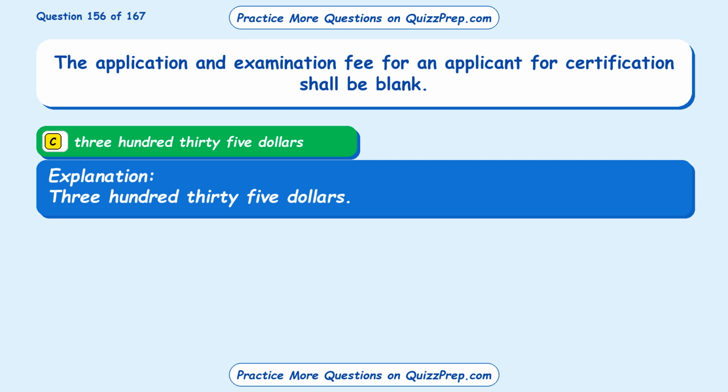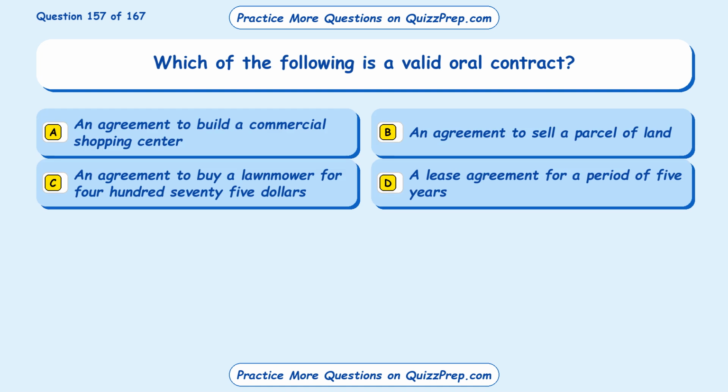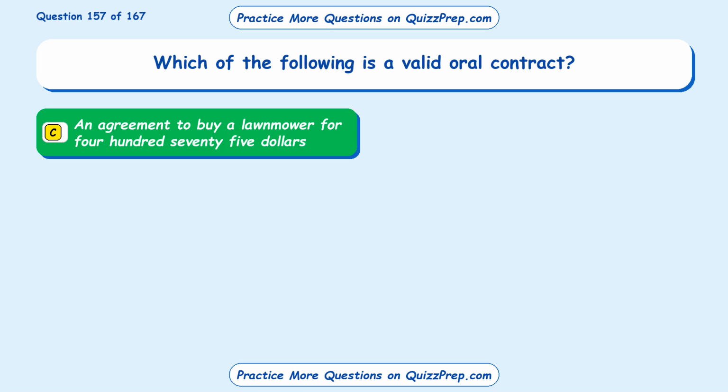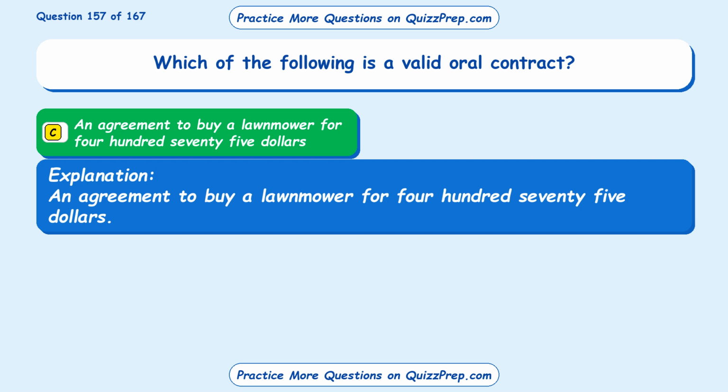Question 157. Which of the following is a valid oral contract? Option A, an agreement to build a commercial shopping center. Option B, an agreement to sell a parcel of land. Option C, an agreement to buy a lawnmower for $475. Option D, a lease agreement for a period of 5 years. The correct answer is option C, an agreement to buy a lawnmower for $475.